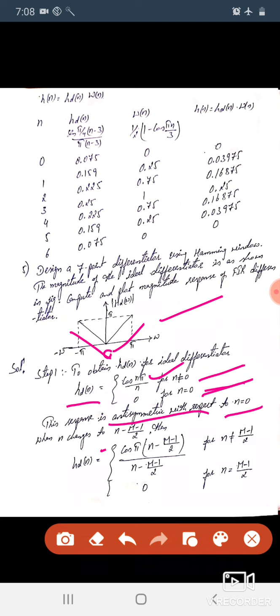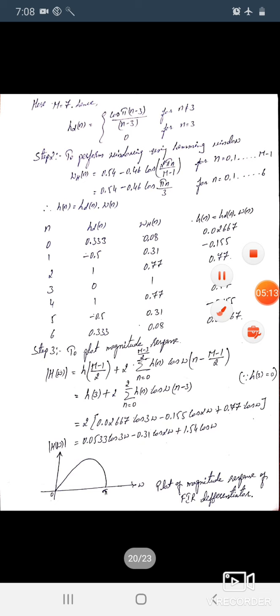Then what are the changes? Instead of n, we write n minus (m minus 1) by 2. This is the change. Then divide by n minus (m minus 1) divided by 2, where n is not equal to (m minus 1) by 2, and where n is equal to (m minus 1) by 2, it is 0. You have to remember this equation and keep it in mind for this problem.